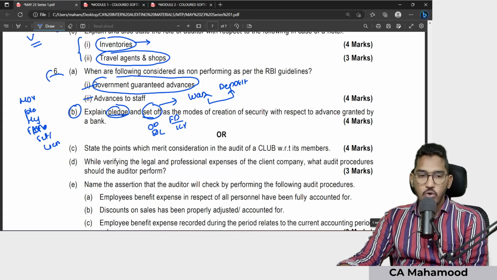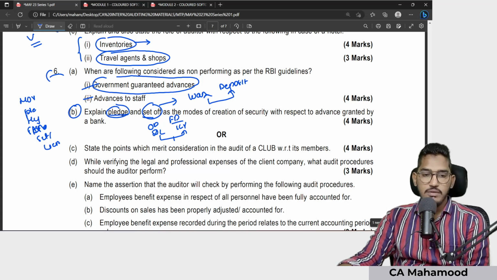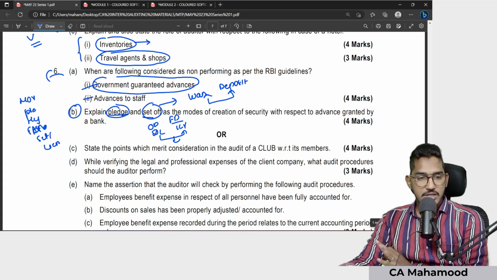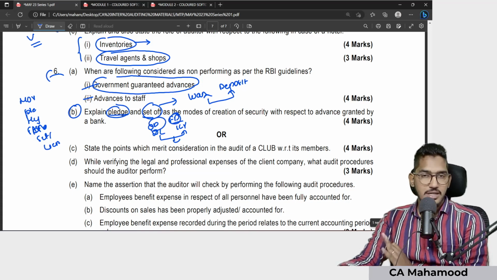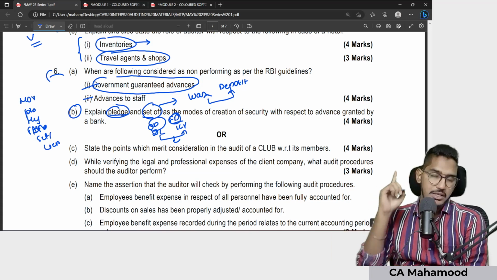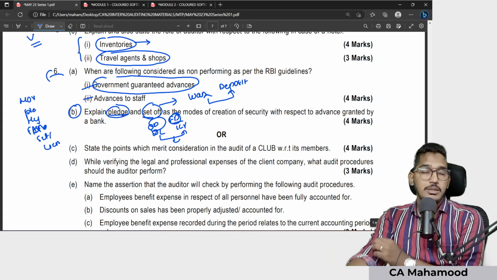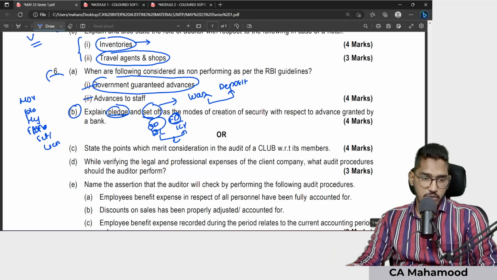And this person is not repaying OD. Can the bank adjust this OD against this fixed deposit? Yes, they can do it. That only we call as set off. But one condition is that both the loan and the asset, the asset and liability, should be in the name of the same person, and the person should have the same capacity in both the accounts.